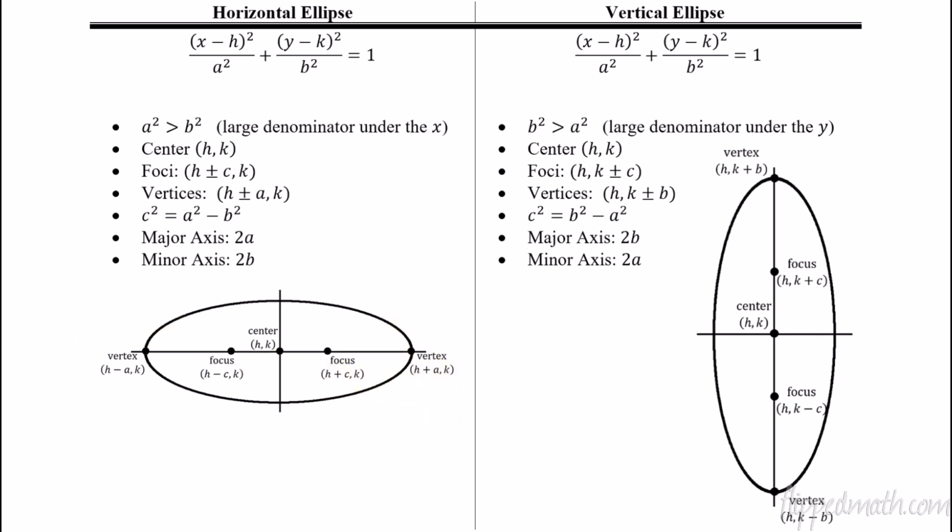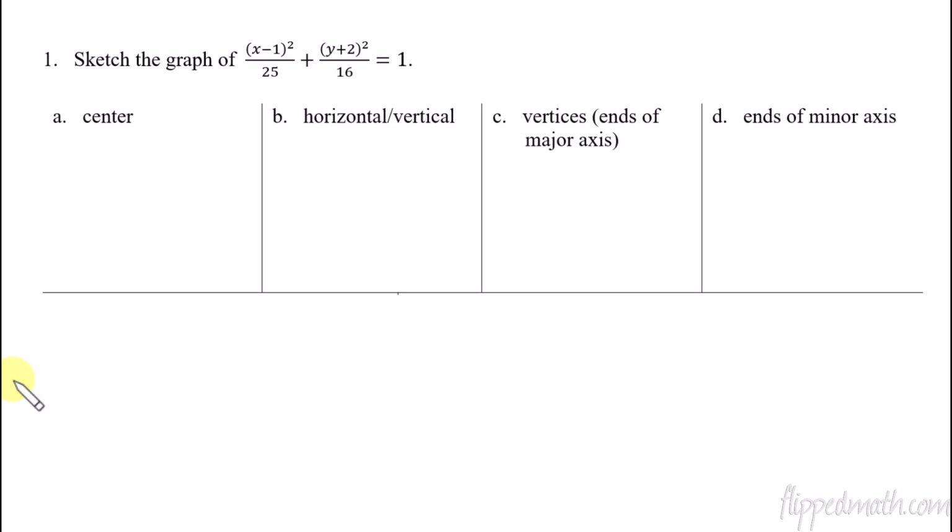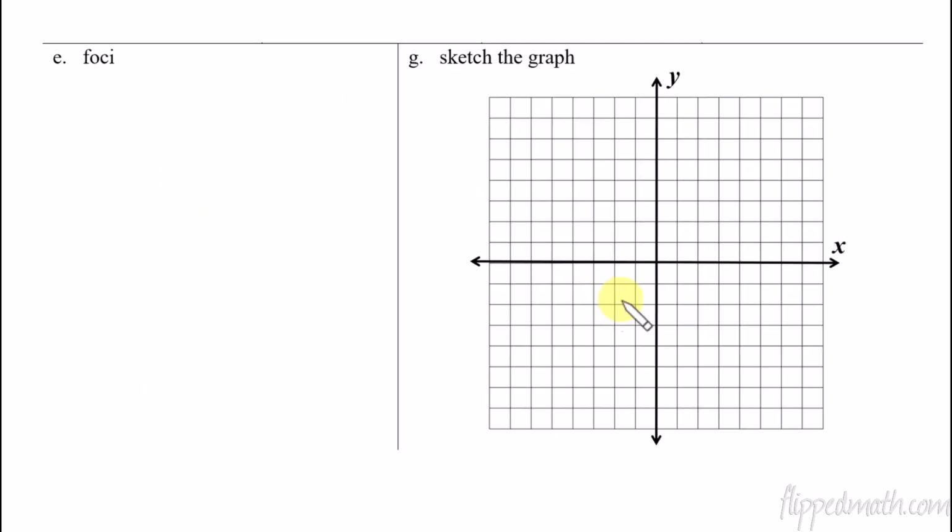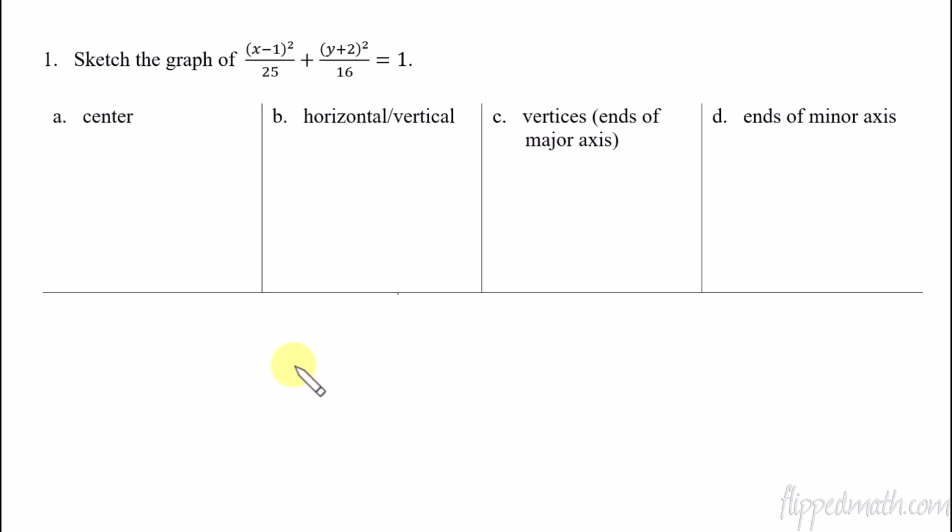So let's just put this into practice. Let's try one of these problems. So first off, we're gonna sketch the graph of this, identify these things, and then we'll put it on this sketch. So right off the bat, where is the center? The center is pretty straightforward. It's just the opposite of these two numbers. What's with the x and what's with the y? There's my h and k. So the center is at 1, -2.